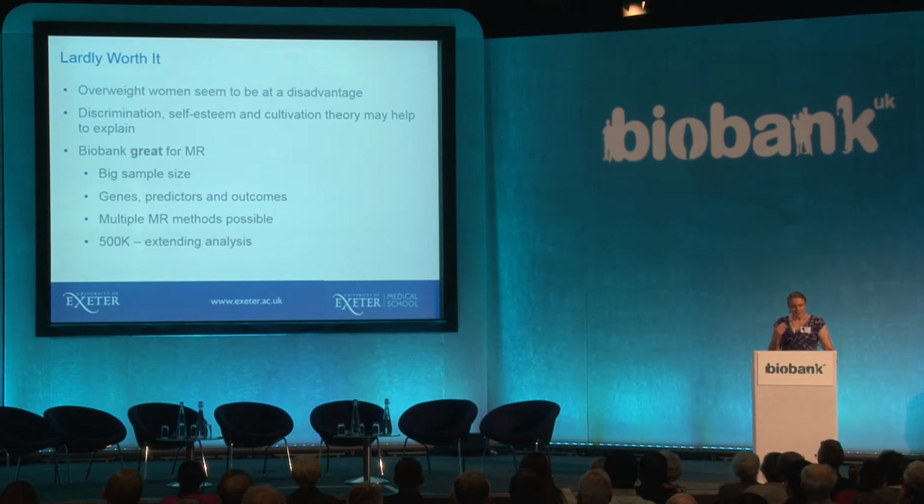I really want to highlight that Biobank is great for Mendelian randomization type studies. We've got a big sample size, which gives us good power. We've got lots and lots of genetic variants and a whole wealth of data within there, so we can look at a range of different predictors and outcomes. We can also do lots of different types of Mendelian randomization analyses, so we can try and account for various biases in our model. And obviously, with the 500,000 coming later this year, there is huge potential for some very exciting analyses.